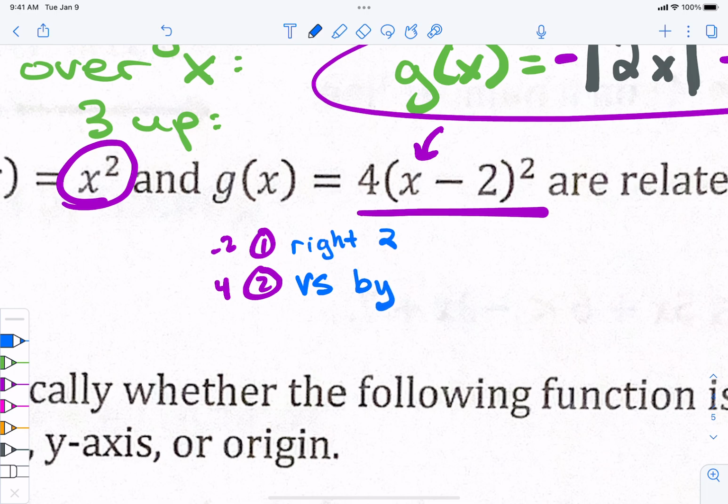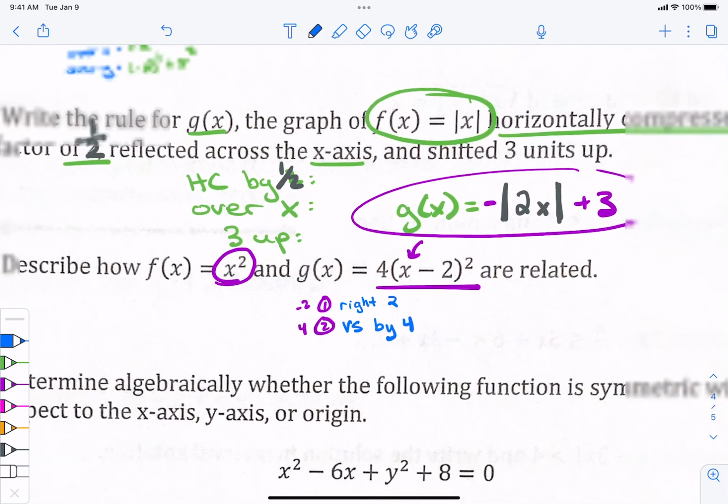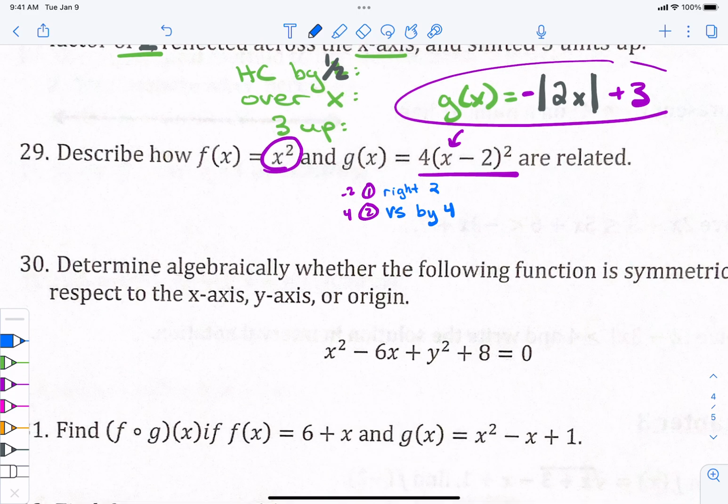See, I think that is easier than what we just did above. I think tearing it apart is easier than putting it together. Okay? Good? All right, now we're doing symmetry.